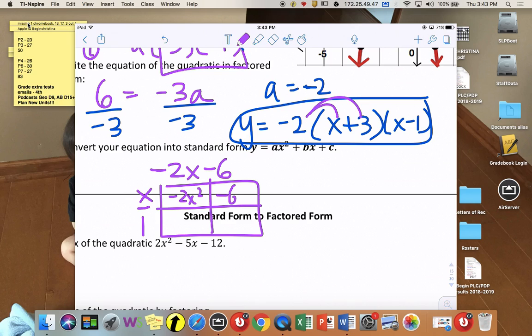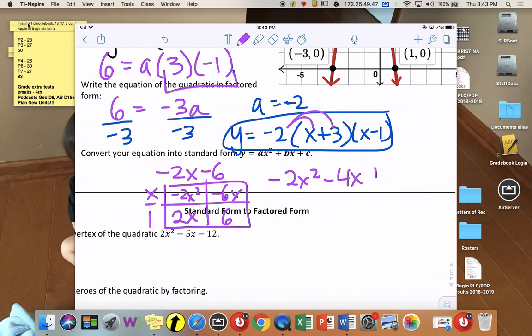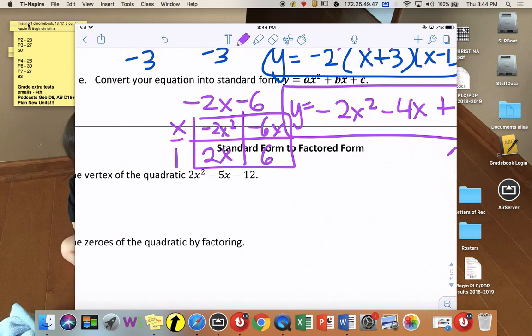We will get negative 6x, we will get 2x, and we will get 6. And so if I write that out and combine like terms, it will be negative 2x squared minus 4x plus 6. And I should put y equals. And there is standard form. So again, you just distribute one first, the a value, and then you just multiply out your 2 binomials.